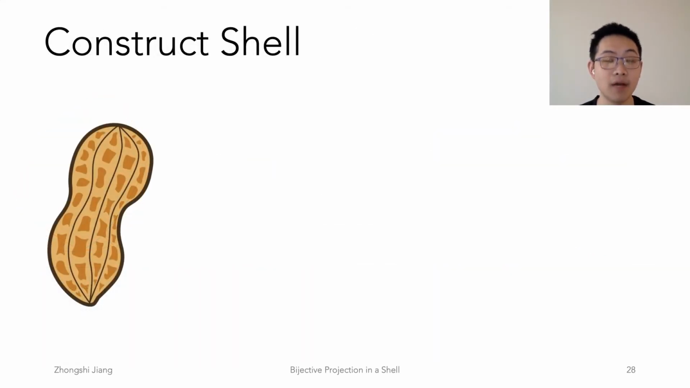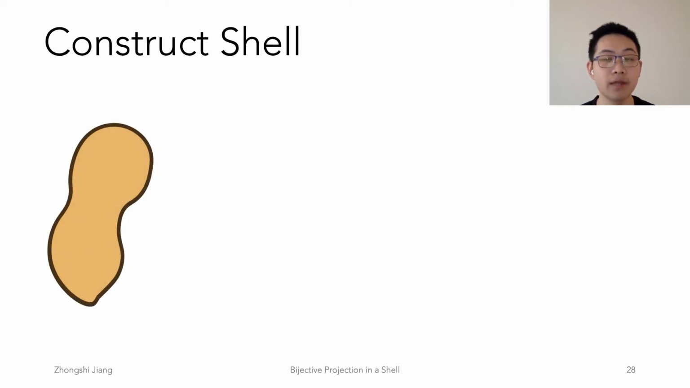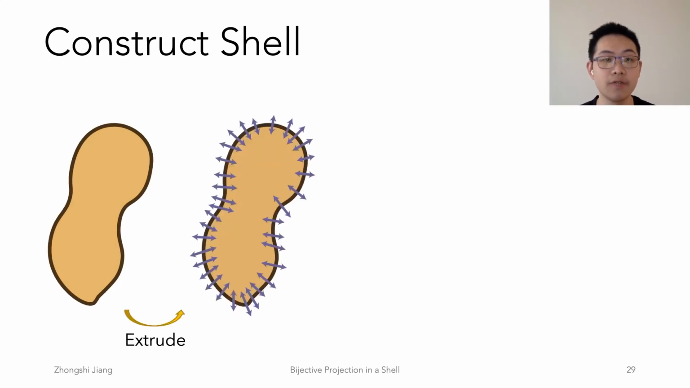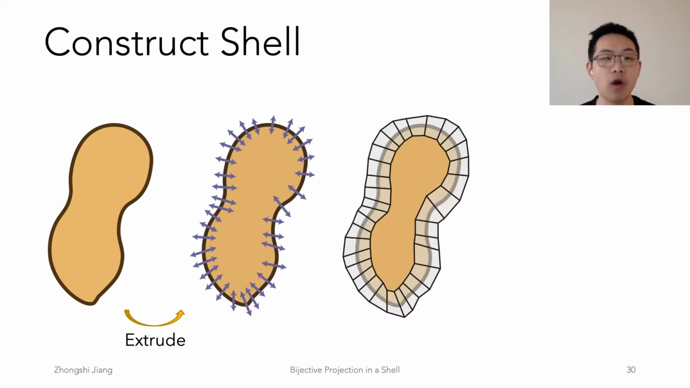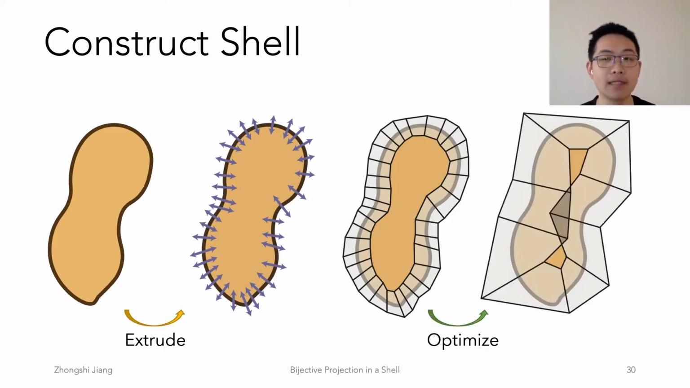Now let's talk about how to make this shell. We're going to illustrate the pipeline in 2D and explain some detail in 3D later. Starting from a manifold mesh without self-intersection, the first stage is extrusion to find an initial valid shell with respect to the input surface. After such an initial shell is constructed, we can further optimize and simplify to get a high-quality thick shell.